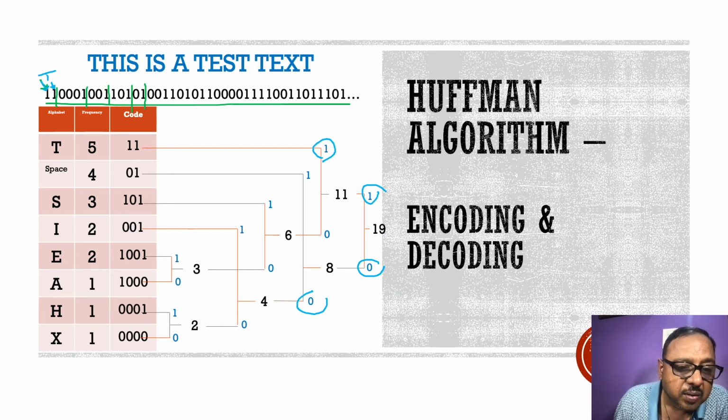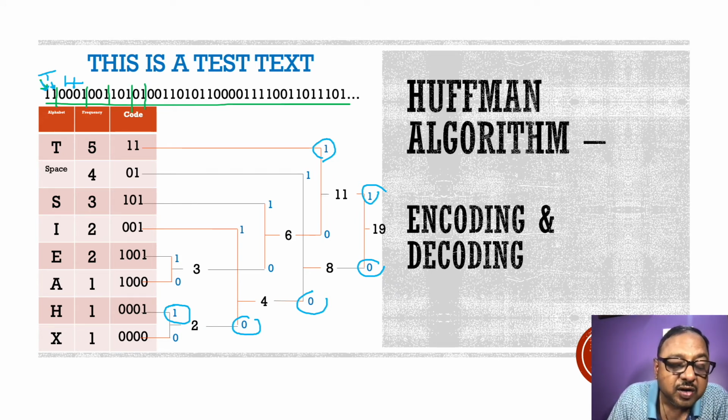Again a 0 and then a 1. So again I have hit a leaf. So this becomes H. So this becomes H. So I think you have got the idea how the encoding and decoding is done.